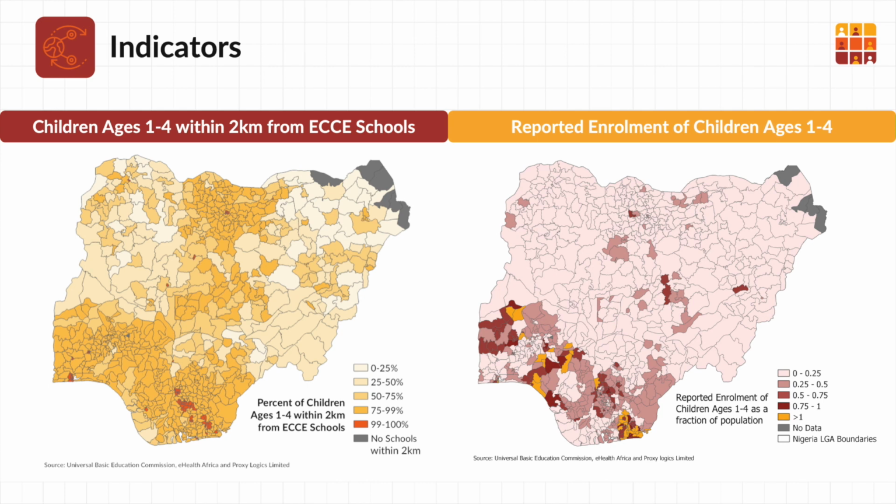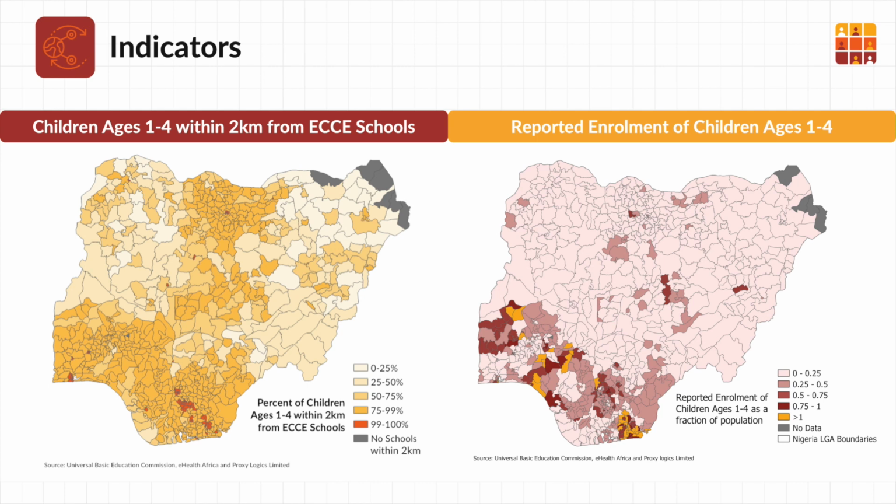We are using school data and GRID3 population estimates of school-age children to calculate a set of child-oriented indicators to support and aid decision-making. The indicators focus on accessibility, enrollment, and out-of-school prevalence. The Early Childhood Care and Education program, or ECCE, is a universal two-year preschool program. The left-hand map is showing the percentage of children age 1 to 4 within 2 kilometers of such a school within a local government area.